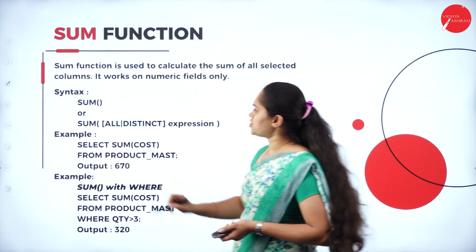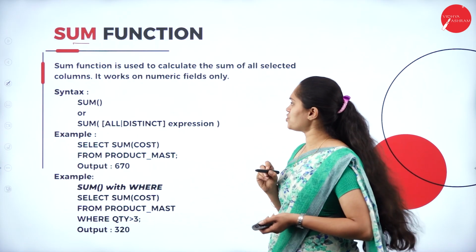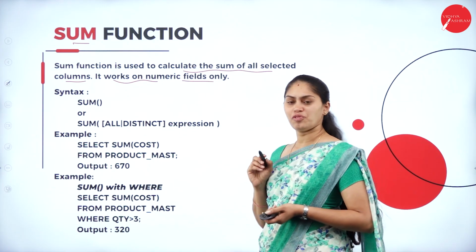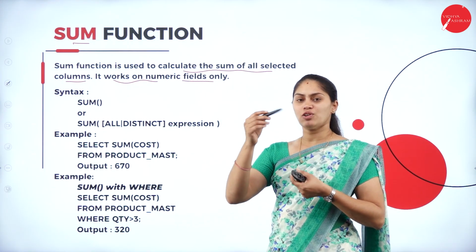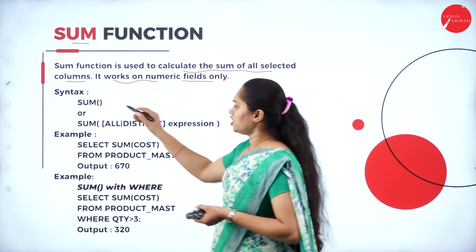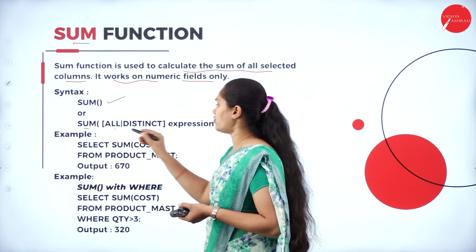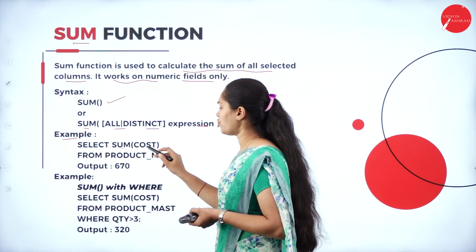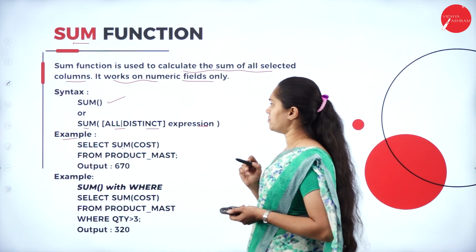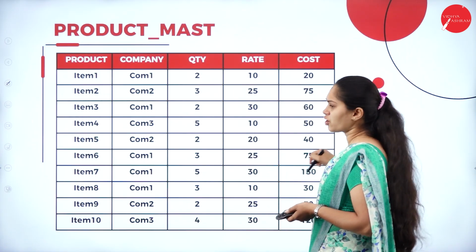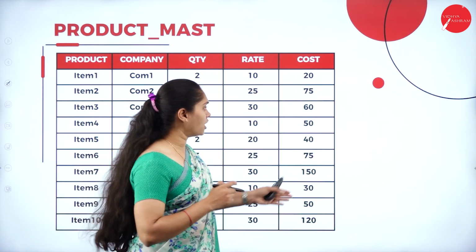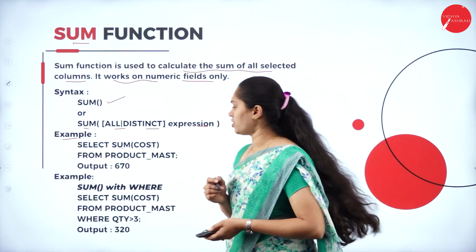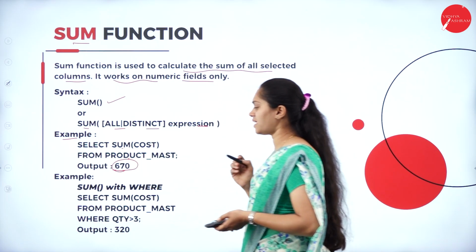Fine, we'll move to the next function, that is the sum function. So sum is used to what? Used to calculate the sum of all the selected columns. It works on a numeric field only. It will sum all the values of a particular column. So you can use the sum function and sum of all or distinct expression. So we have one example here. Select sum of cost from product master. If you sum all the values, 20 plus 75 plus 60 like this, and sum up all these values, then what will be the value? The output will be 670.